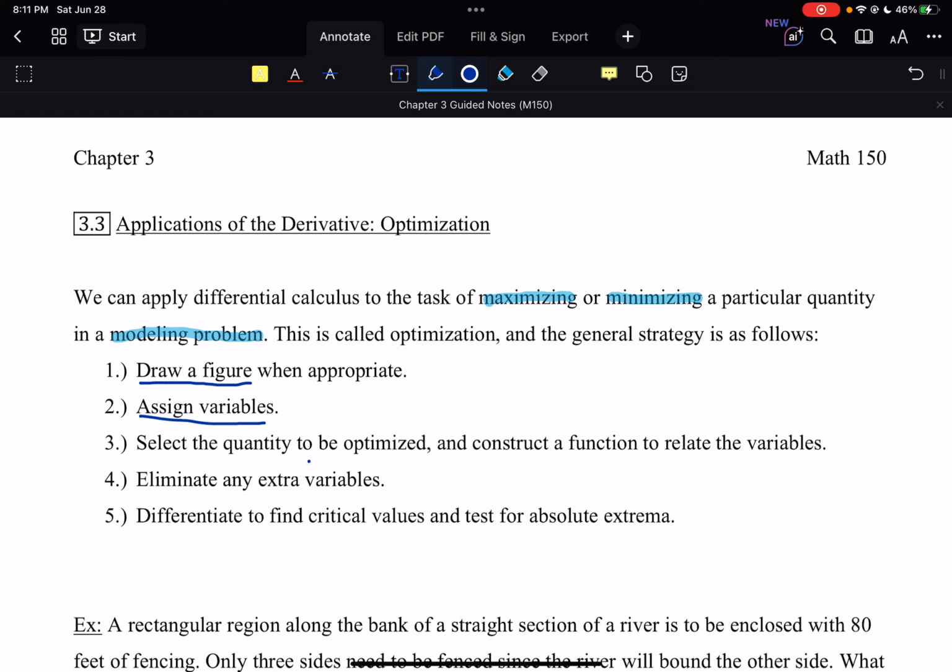Select the quantity to be optimized, and construct a function to relate the variables. So we need to ask ourselves, what are we optimizing in any given question? And then we need to create some sort of relationship, right? Some sort of function that we can then find the max or the min. We need to eliminate any extra variables, and that will allow us to differentiate. Okay, and that gives us our critical values, and then we can test for the absolute extrema.